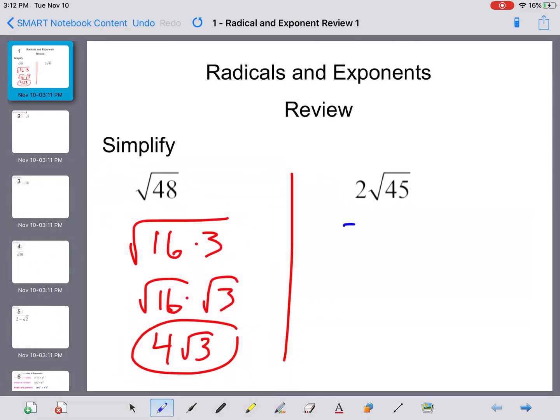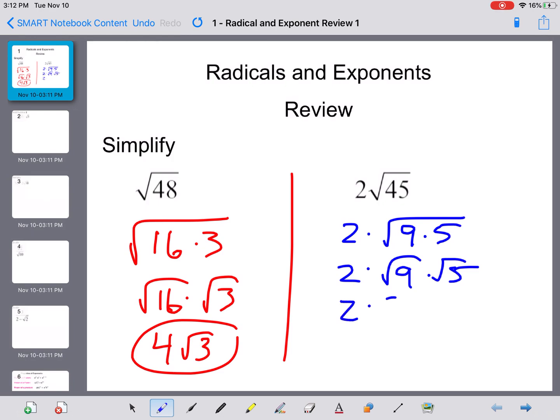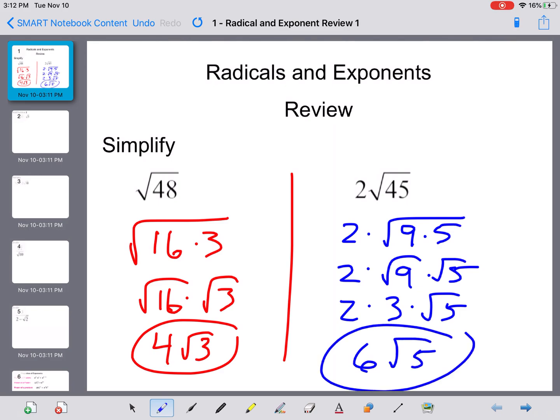Same thing with the next one: we're going to look for root 45. We just have this 2 out in front. So we can rewrite 45 as 9 times 5. And that's going to give us 2 times the square root of 9 times the square root of 5, which would be 2 times 3 times root 5, which will give us 6 root 5. Okay, we just always need to simplify down as much as possible.